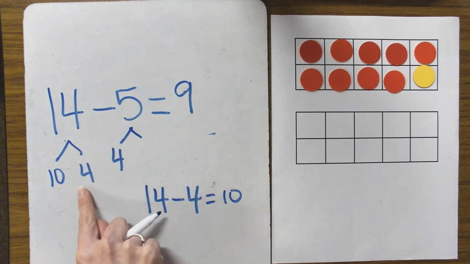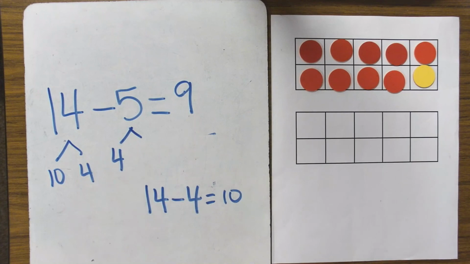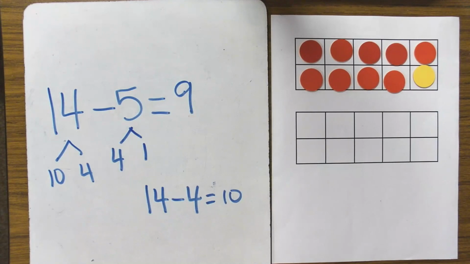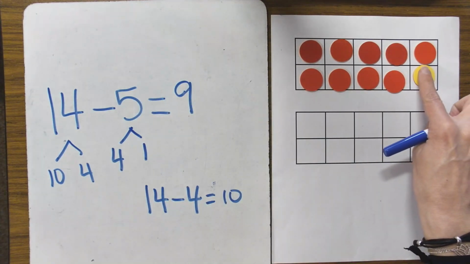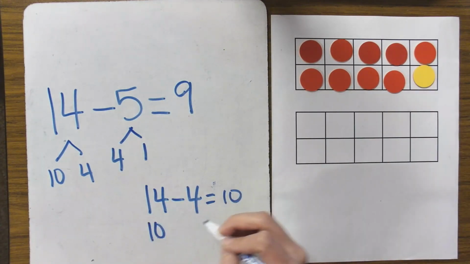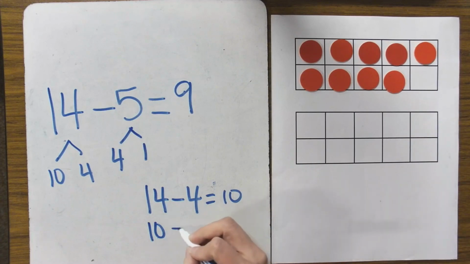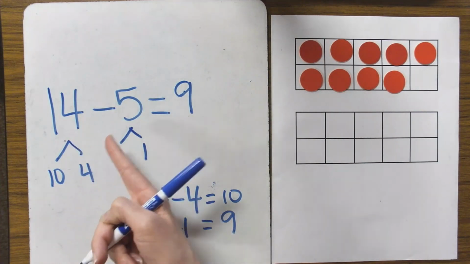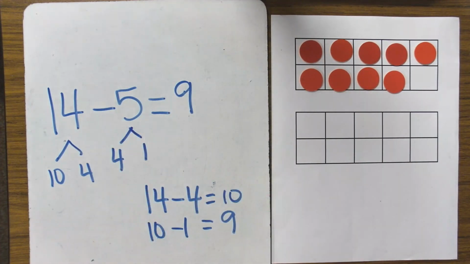I could also do the 4 minus 4 to get to 0 and then start working with my 10. Either way, whatever makes the most sense to you. Now, I still have 1 left over from the 5. So I need to do 10 minus 1 to get to 9, the ones that are left over. And still, 14 minus 5 equals 9.